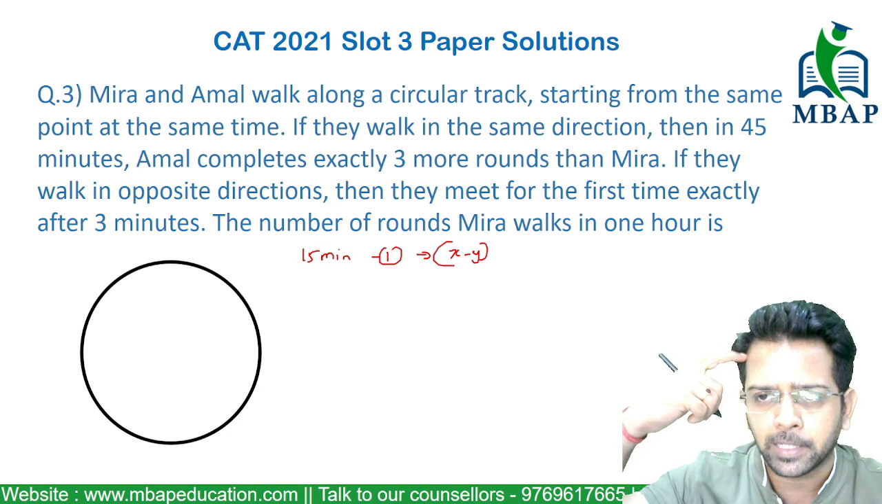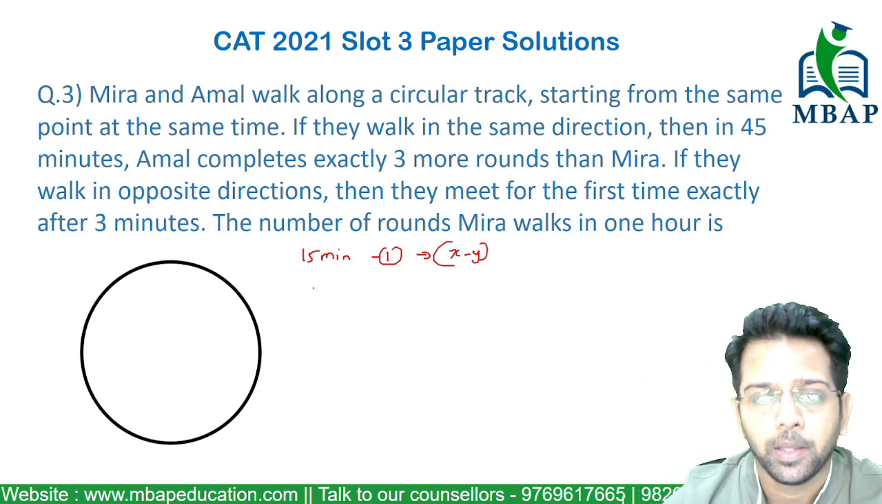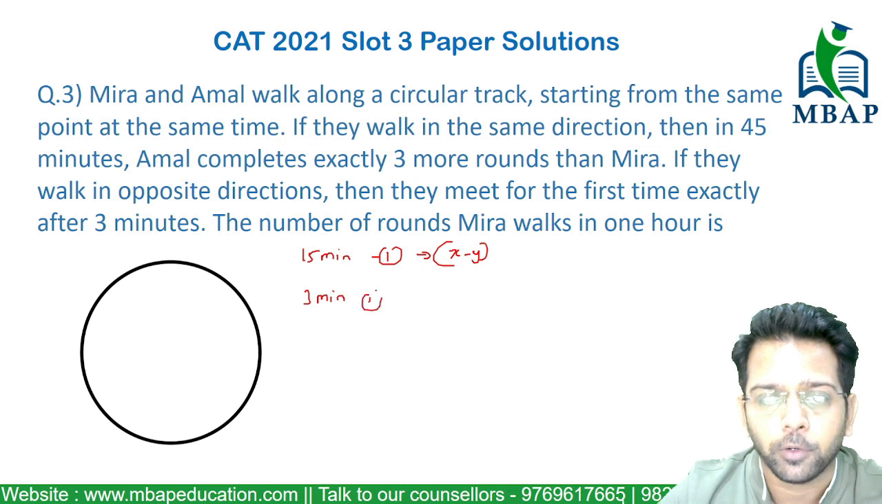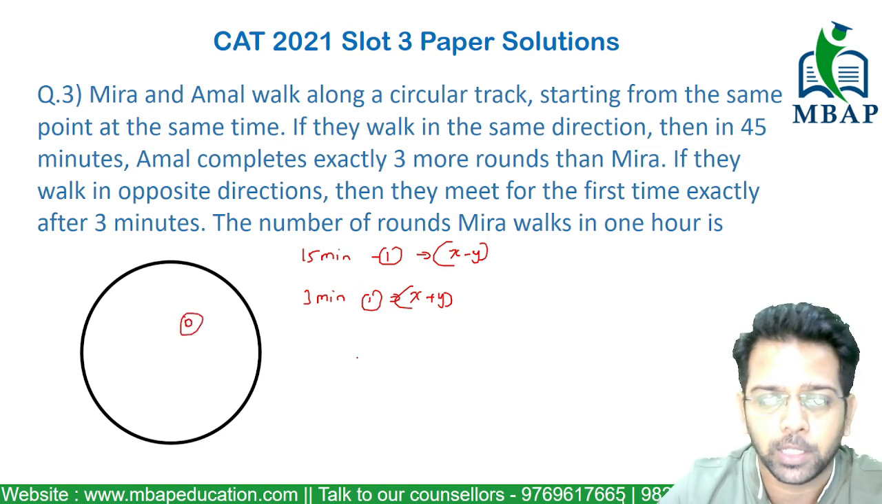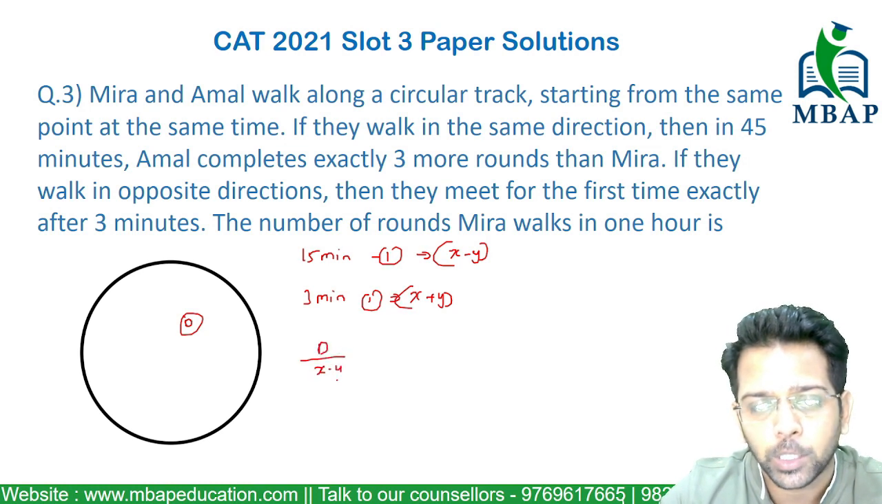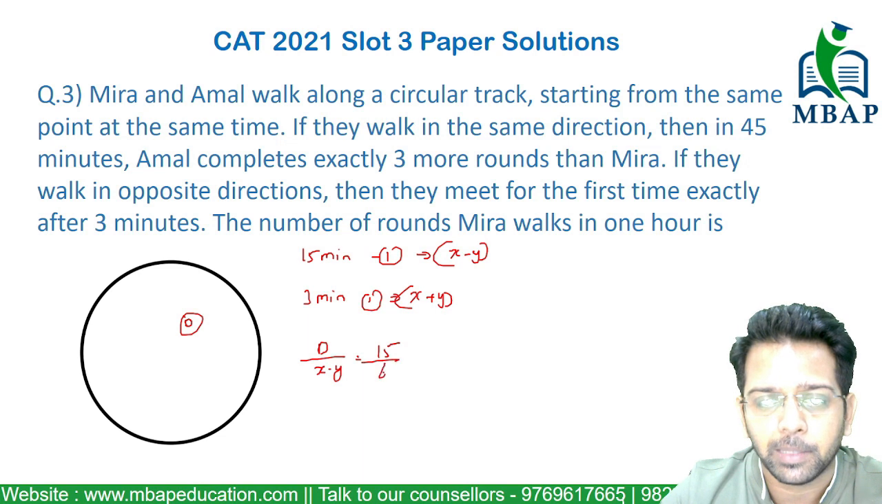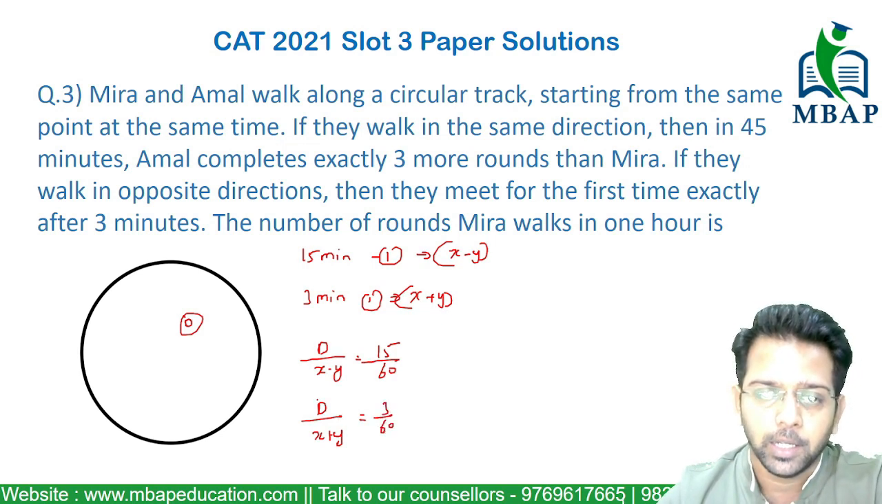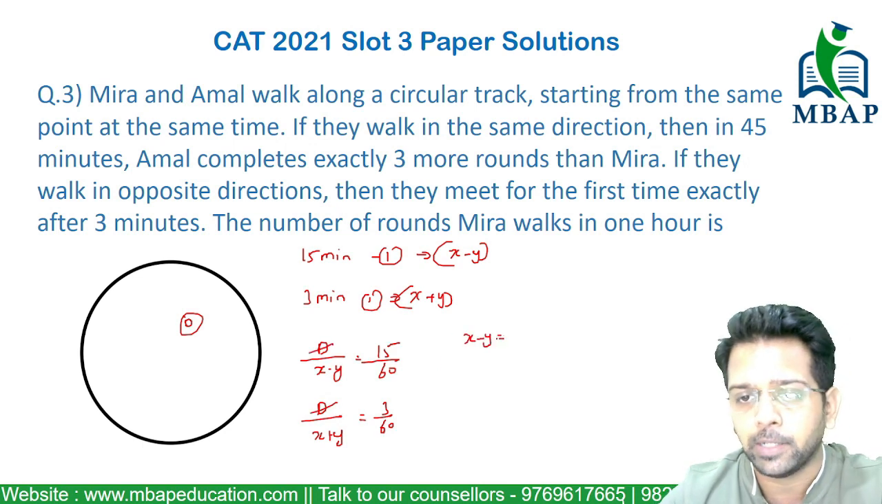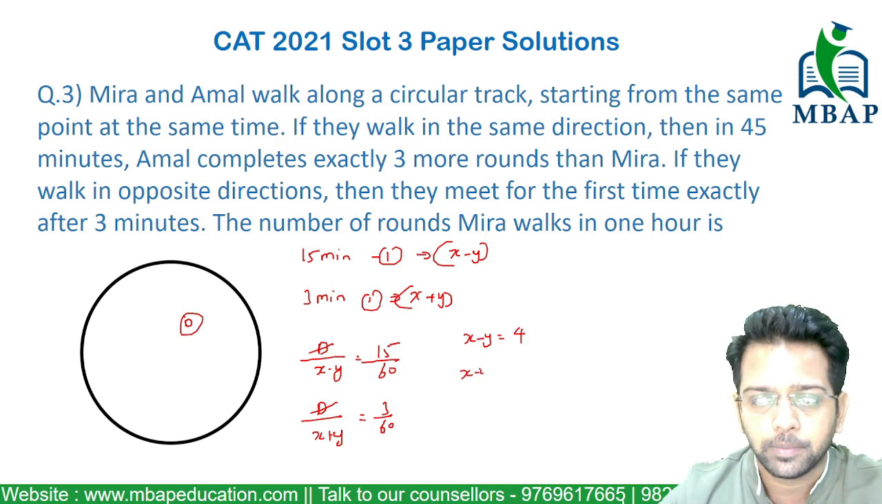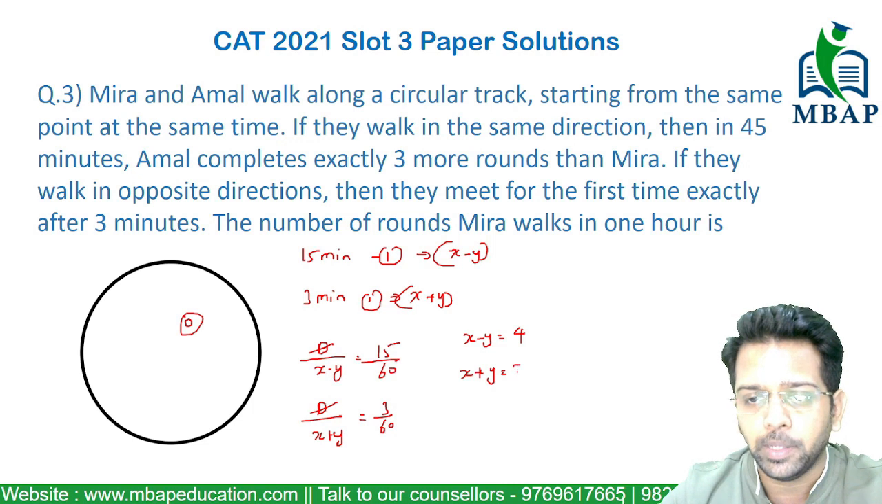When both of them are going in the same direction, the relative speed will be x minus y. And they meet in 3 minutes for the first time when they go in the opposite direction, which is x plus y. Now, the distance will be exactly the same, whatever the circumference is, call it d. So if I divide d by x minus y, I'll get a time. My time here will be 15 upon 60. And d divided by x plus y should basically be 3 upon 60. If I solve them, d will get cancelled. So certainly x minus y will be 60 upon 15, which will be 4. And x plus y will be 60 upon 3, which will be 20.